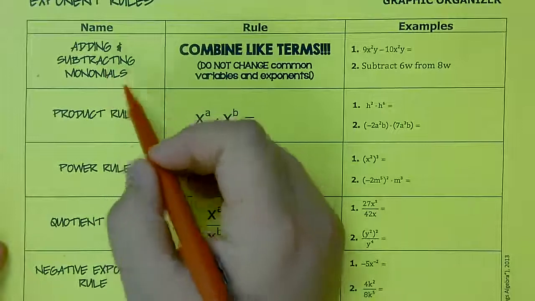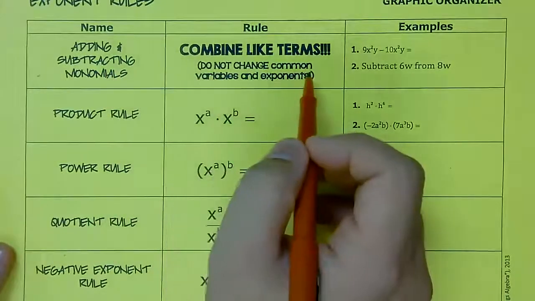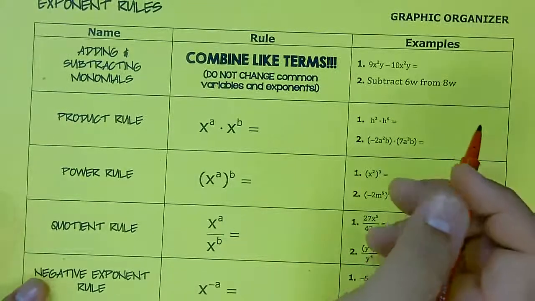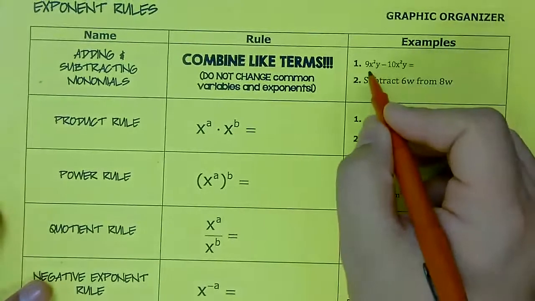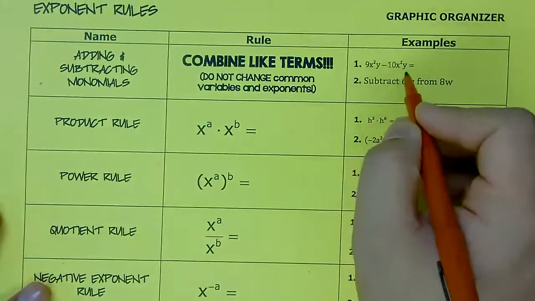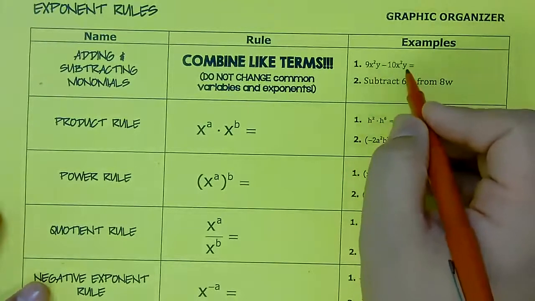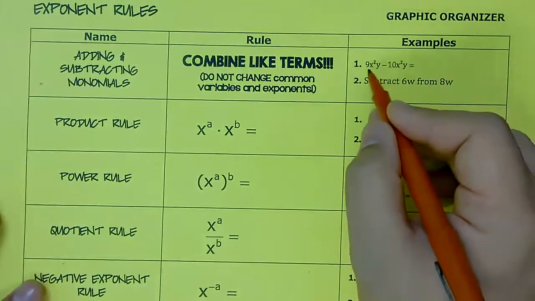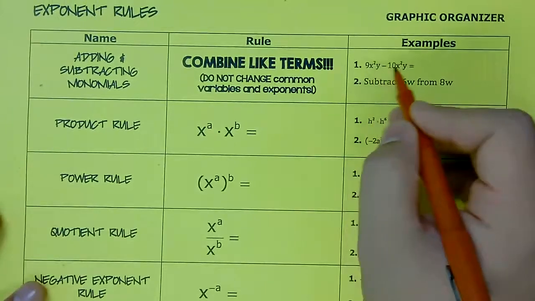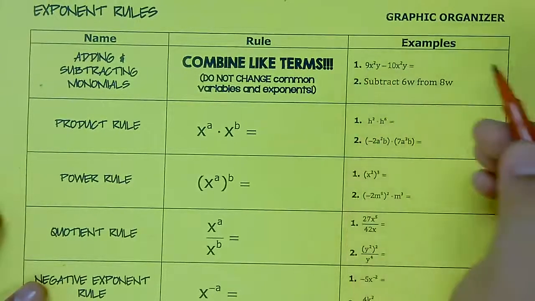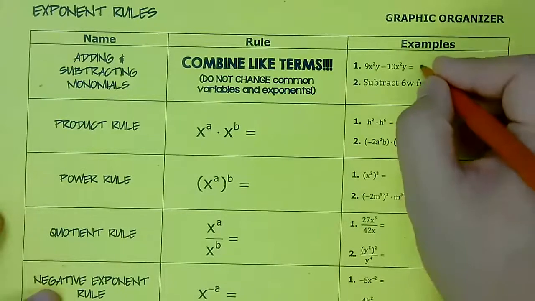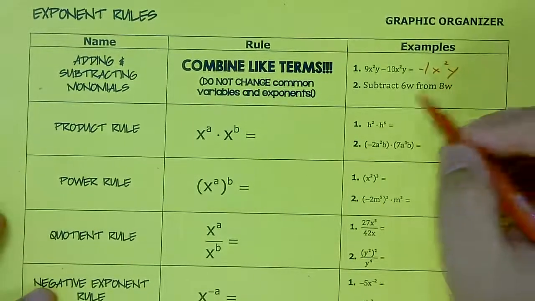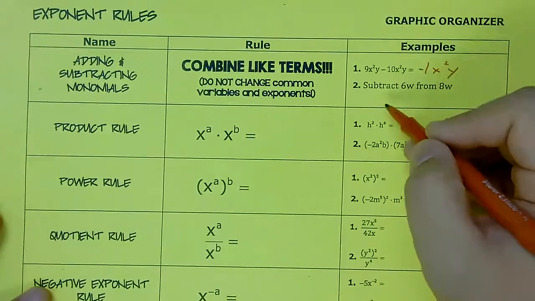So when adding and subtracting monomials, we're just combining like terms. We don't change the variables. We don't change the exponents. All we're doing, we are adding the coefficients. Okay. So 9x squared y minus 10x squared y. Okay. The variables are the same. The exponents are the same. All we're doing is bringing together our coefficients. What is 9 minus 10? -1. So it's -1 x squared y. Okay. -1 x squared y.